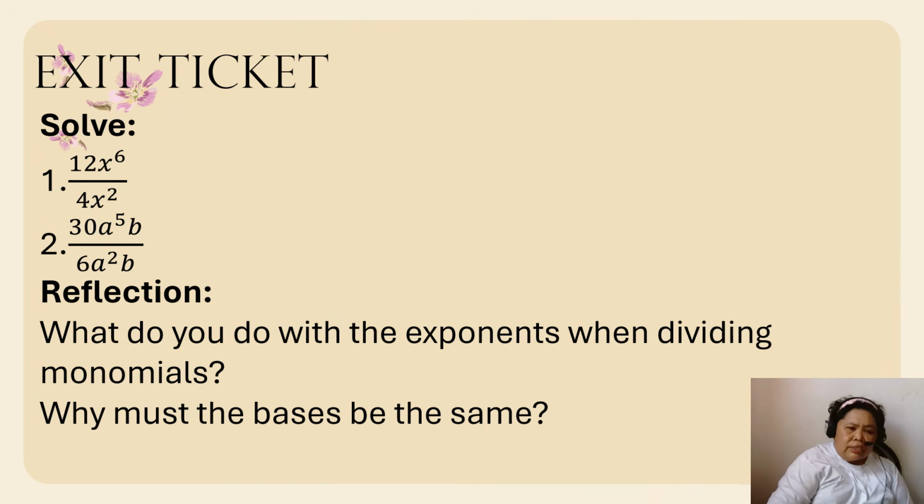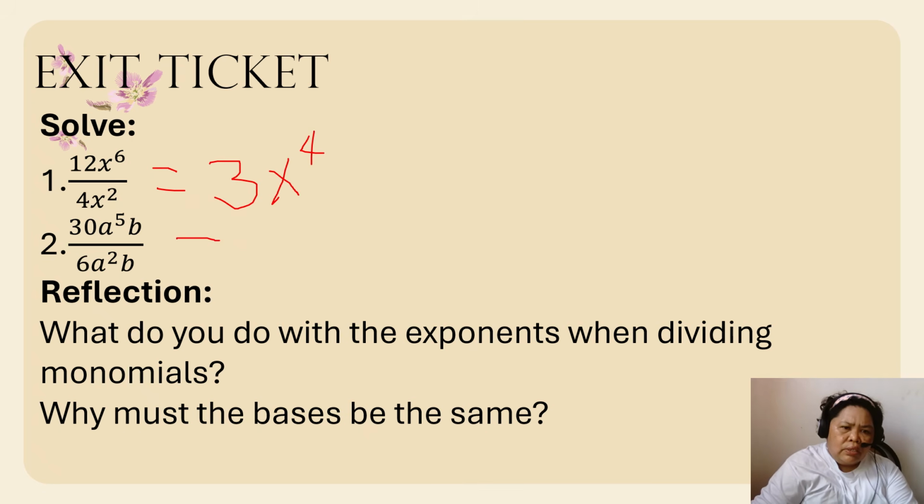Okay, so for the exit ticket, you can divide it. Of course, 12 divided by 4 is 3. Then 6 minus 2 is 4. Okay. 30 divided by 6 is 5. A cubed over a is a squared.